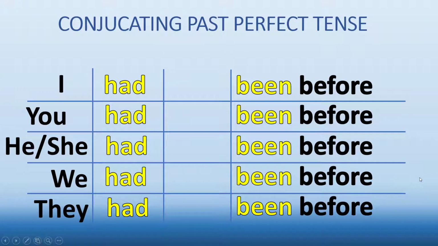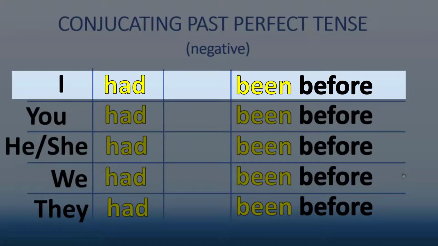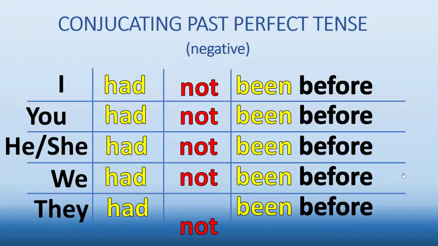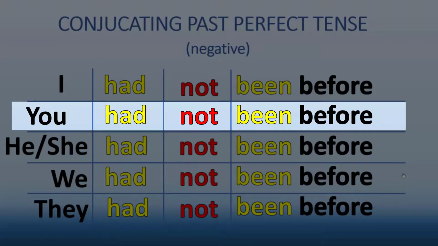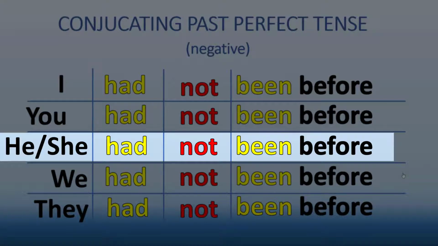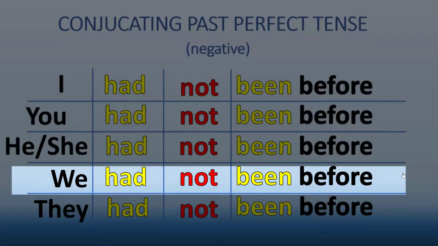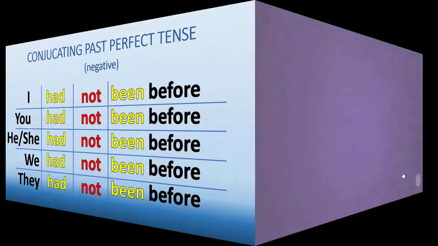Now to make it negative, I had been before. Here been is used as the past participle form of be. And to make it negative, we have to simply add not along with the auxiliary verb had in all these examples. For example, I had not been before, you had not been before, he or she had not been before, and that is going on. We had not been before, they had not been before.